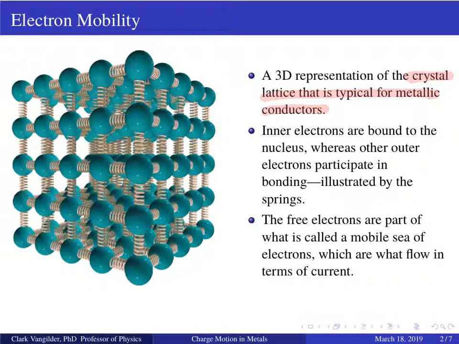And so these balls would sort of be representative of the atomic cores, and there would be electrons that are bound to them, and then there are electrons that are not bound to them. So these outer electrons help with the bonding. But then there's this other thing, free electrons. And we want to talk about this thing called a mobile sea of electrons.